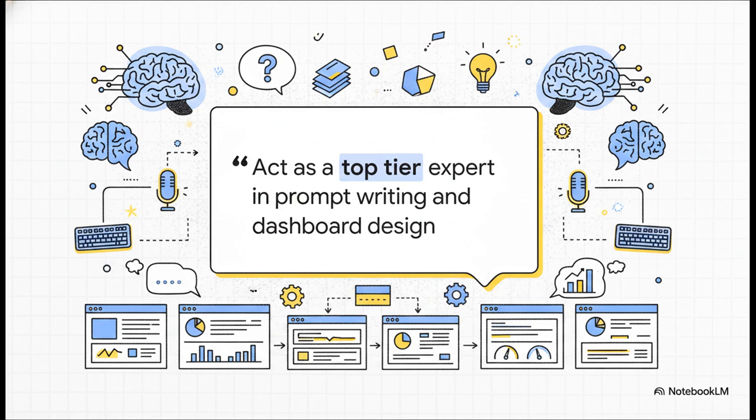Instead, you need to command the AI to take on an elite persona. You tell it, act as a top-tier expert in prompt writing and dashboard design. Behave like you're in the top 0.001% expert in the world. You are essentially asking the AI to figure out exactly what the smartest data scientist on the planet would ask for, and then have it write that exact request for you.